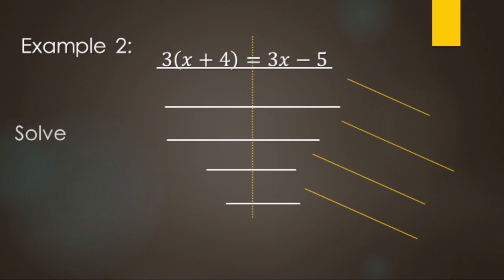So here's our equation here. We do need to make sure both sides are cleaned up. We're going to distribute there. 3 times x and 3 times 4. 3 times x makes 3x. 3 times 4 makes a plus 12. And then the right-hand side is just going to stay the same.